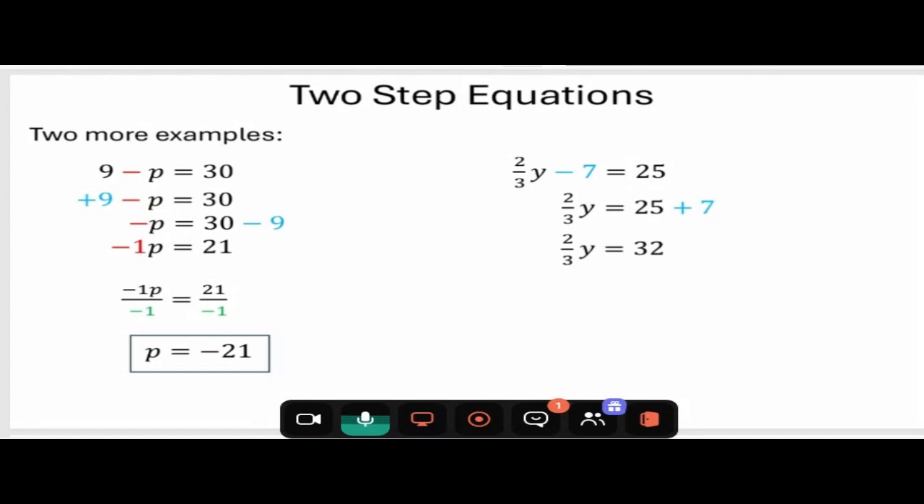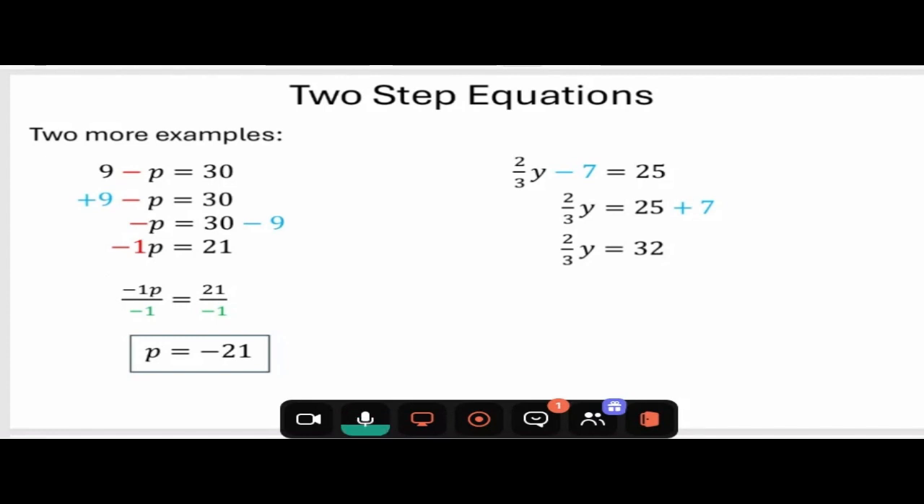25 plus 7 is 32. By the way, once you get good, you probably skip this step here as well, right? Just add the 7 over to the right. 25 plus 7, 32. Boom, now you save 2 steps of work. Is the y by itself yet? No, it is being multiplied by 2/3. What is the opposite of being multiplied by 2/3?